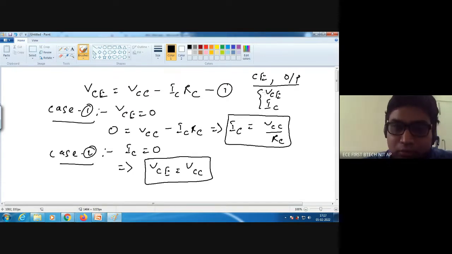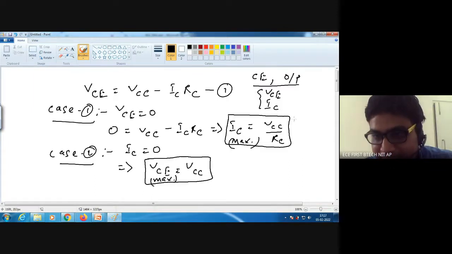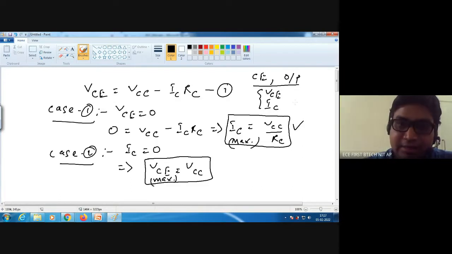So we need to know what actually the maximum collector current and maximum collector emitter voltage are. In order to know the maximum collector current or the maximum collector emitter voltage, we have to put this terminating condition. So note this one: IC is equal to VCC by RC and VCE is equal to VCC. This is the maximum collector current and this is the maximum collector emitter voltage, right?